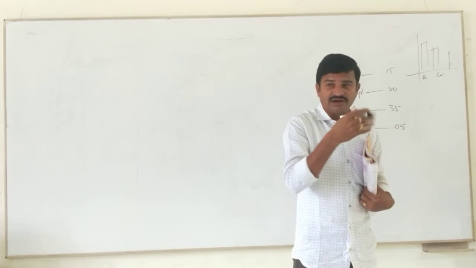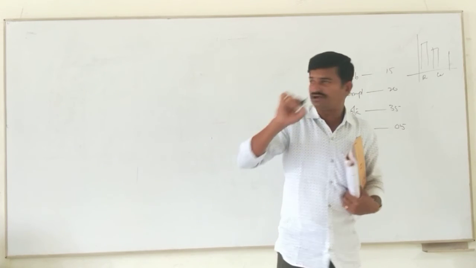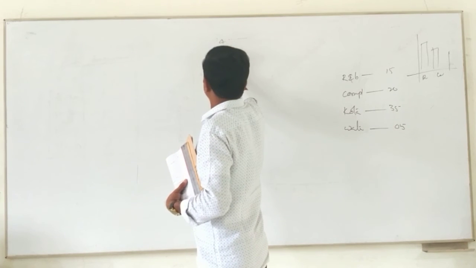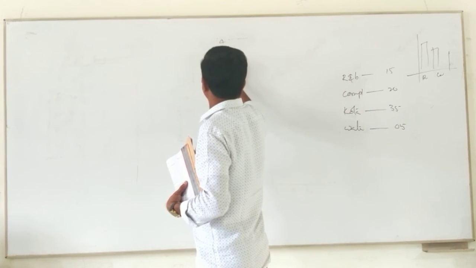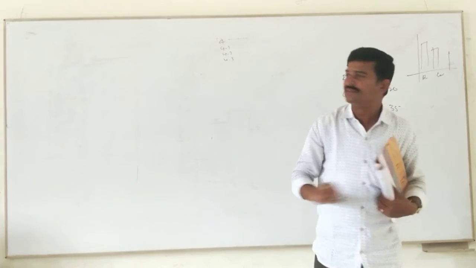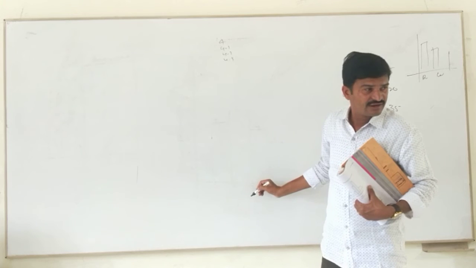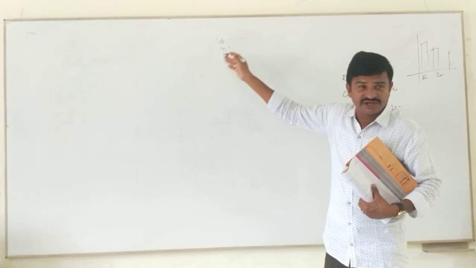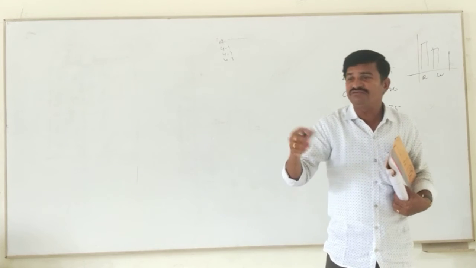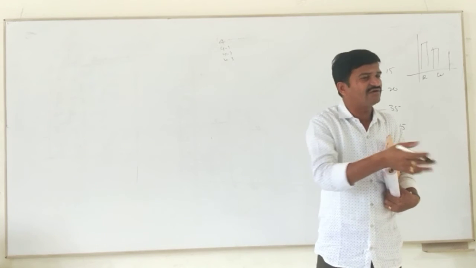We can't take each and every inch. Suppose let us take 4 feet, 4.1, 4.2, 4.3, and if you want up to 6, let us take 6 feet. How many are there? So if you take individual values, it will become a large number of observations. So what can we do? We can divide very easily.